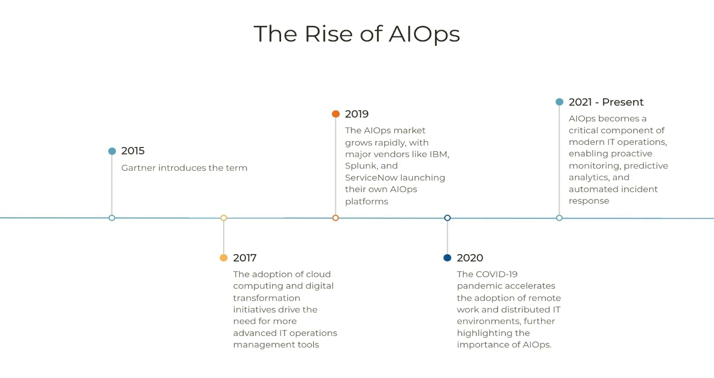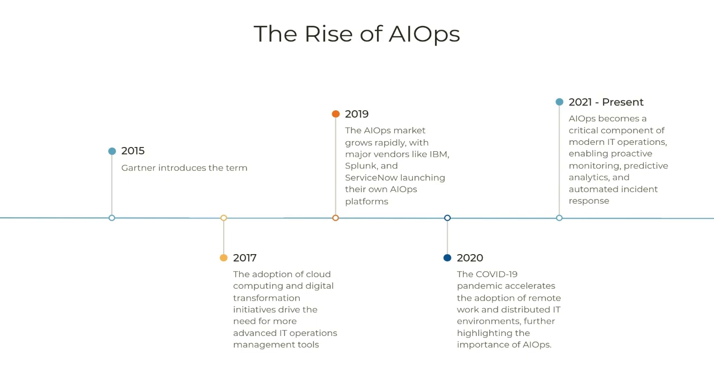AI ops helped manage distributed systems and ensured IT teams could still keep everything running smoothly. And from 2021 onward, AI ops has become a critical part of modern IT operations. It enables proactive monitoring, predictive analytics, and automated incident response, things that are essential in today's complex and fast-moving environments.